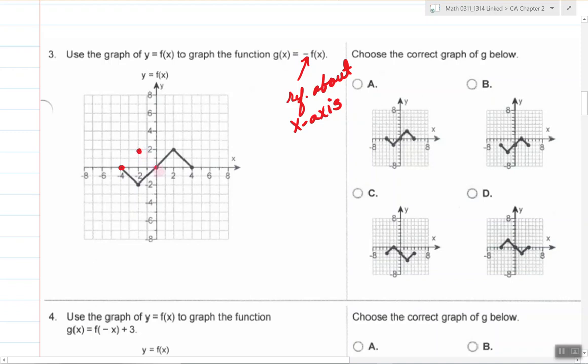The point on the x-axis stays the same. This point is 2 units above, so it will reflect 2 units below. And this one is on the axis, so it does not change. It's as if the x-axis were a mirror and it reflected it. So it looks like we seem to be on a roll for choice D.